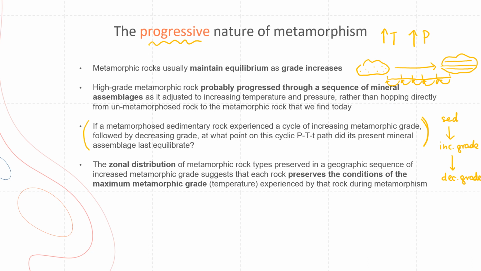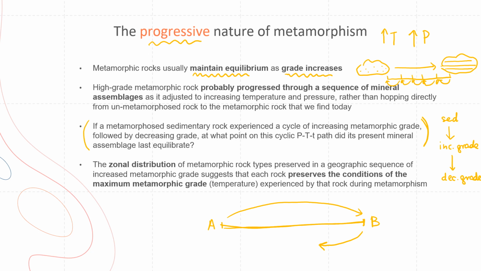At what point on this path did its present mineral assemblage last equilibrate? So let's say this is the path that it's taken. So it's gone from point A to point B, where it's gone in an increase in grade and also at some point decreased. How do we know where on this path it's last equilibrated? Because metamorphic rocks maintain equilibrium as the grade increases. So where was this last stop point?